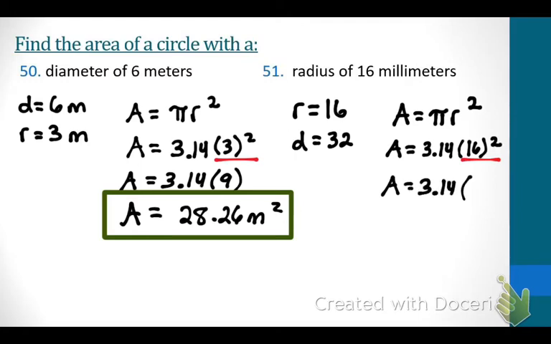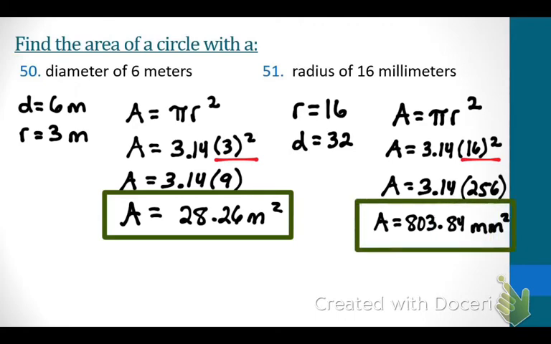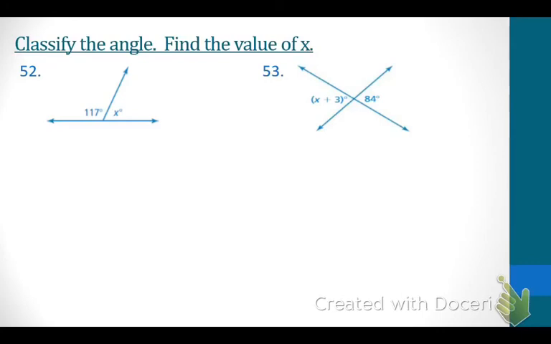And what'd you say it equals? 256. Okay. And then multiply those together, and what do you get? 803.84 millimeters squared. Very good. Any questions on how we found that area? Okay, moving on to the next ones.